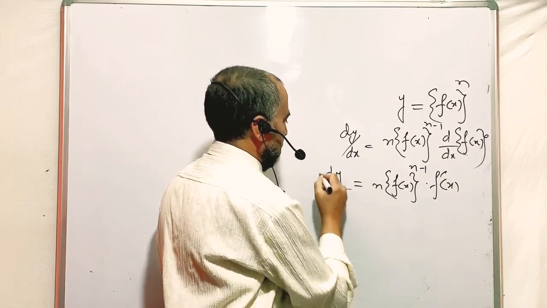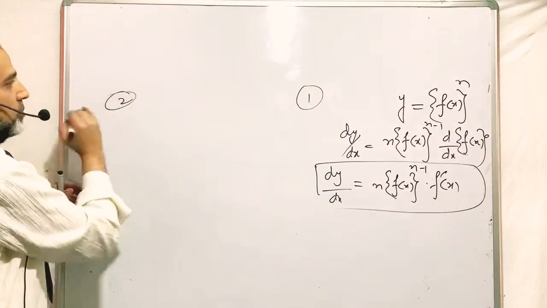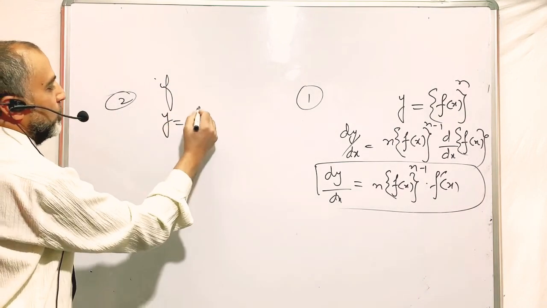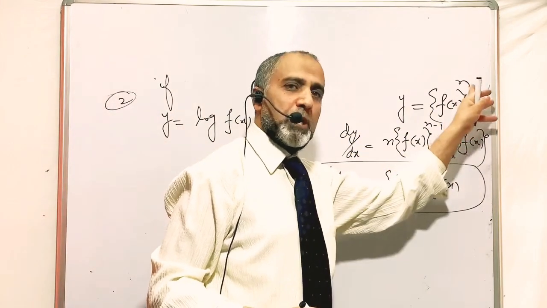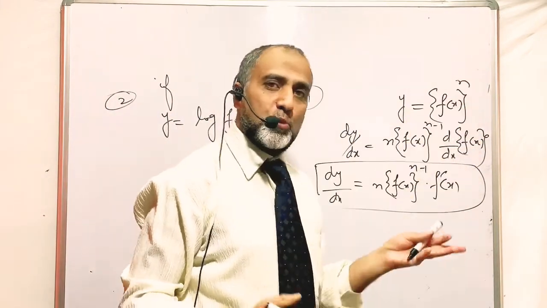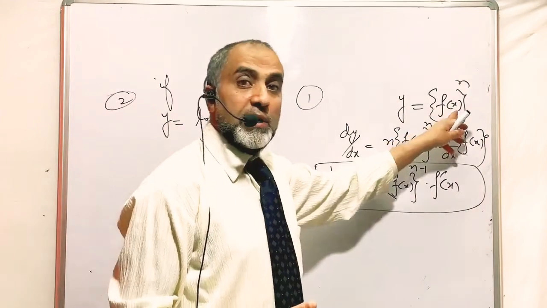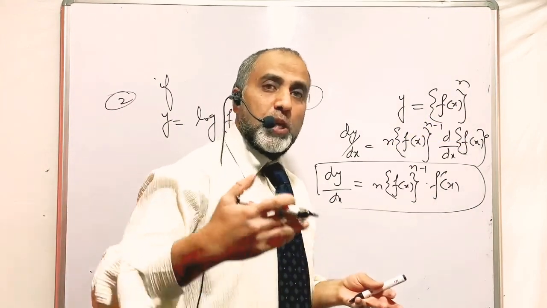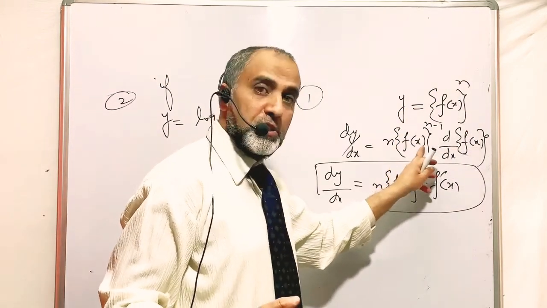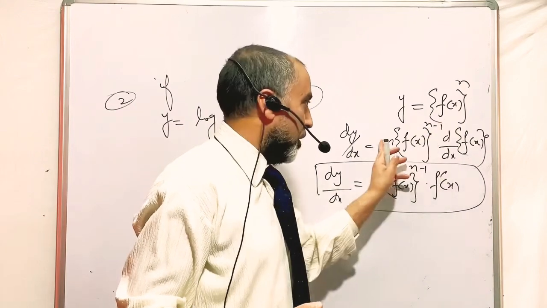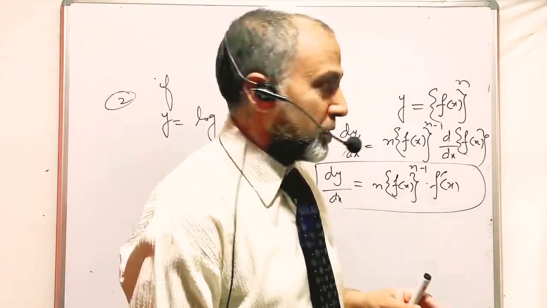You have to remember this is the first result, and the second, if y is equal to log of f of x. This result is exactly based on x raised power n. If we have x raised power n, then its derivative, which we discussed last time, is n x raised power n minus 1. If you have something other than x, say x square plus 3x plus 7 whole raised power 10, then in that case, n times the function raised power n minus 1, but multiply by the derivative of the internal function.